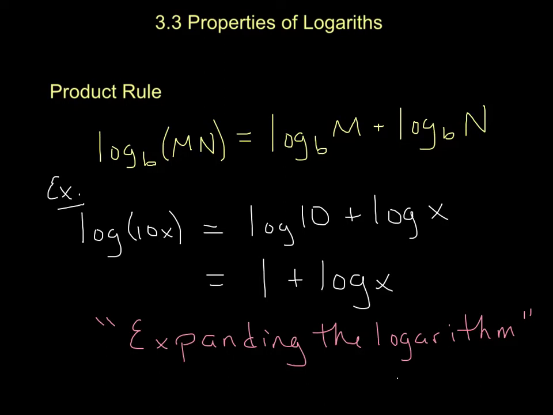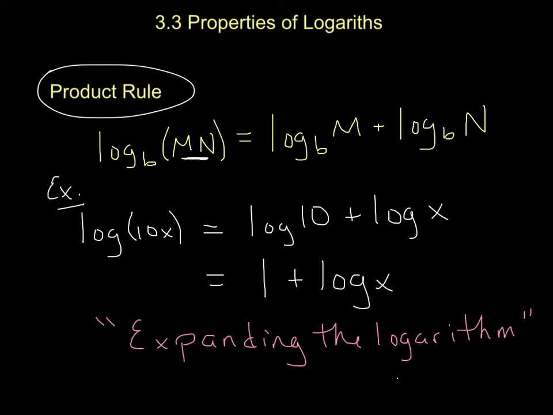Okay, in section 3.3 we're going to look at some properties of logarithms, and we're going to start out talking about the product rule. If I have the log of a product, then I can split that and write it as a sum of the log of each of the factors. So the log base b of the product of m and n is equal to the log base b of m plus the log base b of n. Okay? So the log of a product can be rewritten as the sum of the two logs.